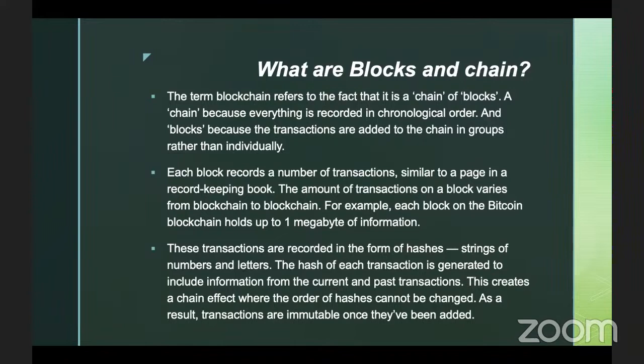First block in the sense there's a block of information, a block of transactions, a bunch of transactions. A block means a bunch of transactions in the blockchain. And they are blocks because the transactions are added to the chain in groups rather than individually. Every transaction is not added one by one to the blockchain. It is added as a bundle. So one block represents a bundle of transactions. So that is what the block is.